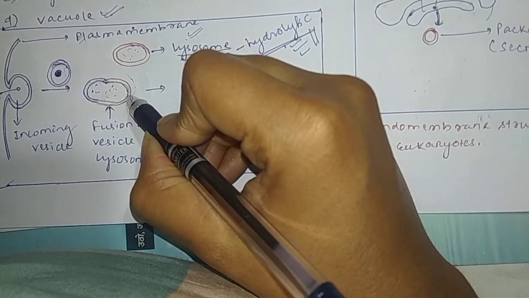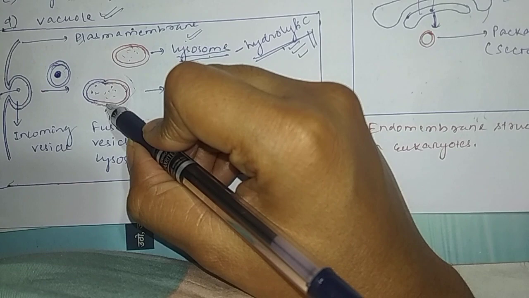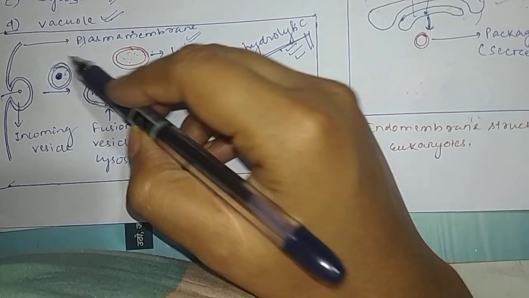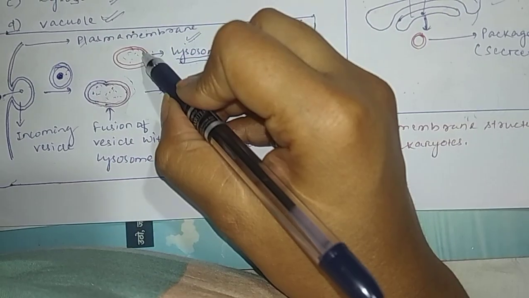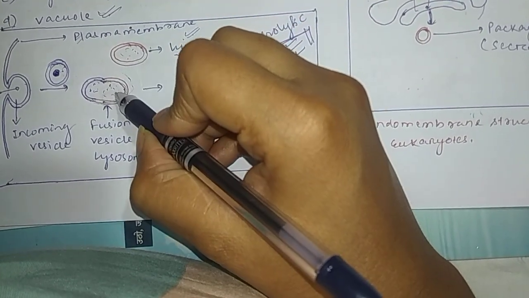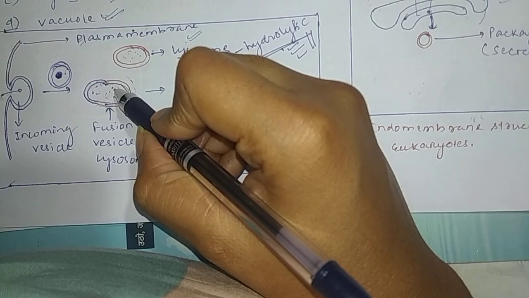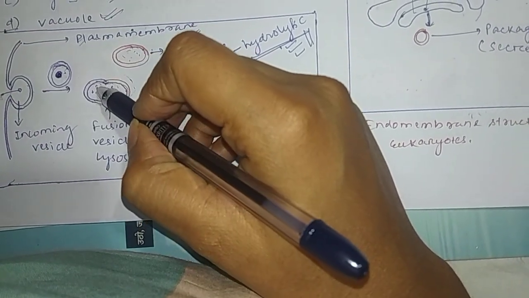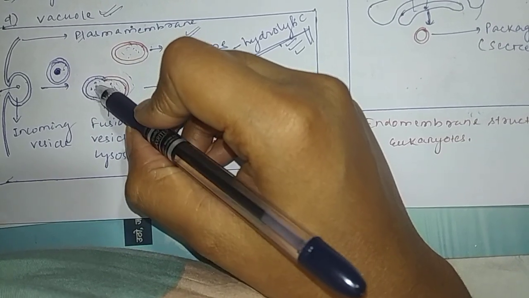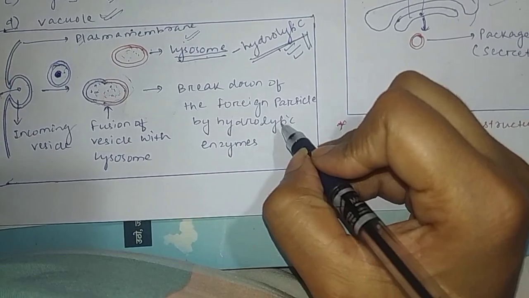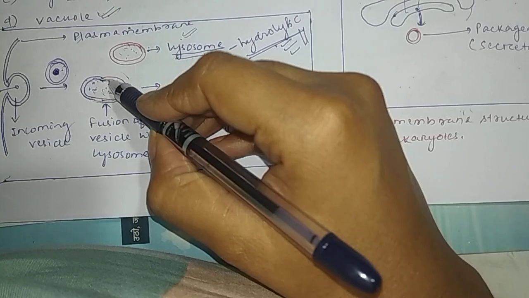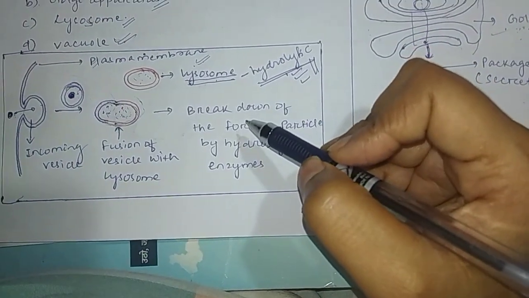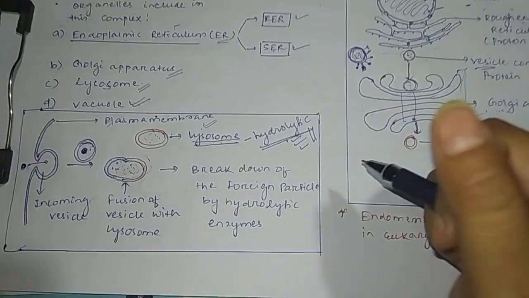Here you can see a red part, right? The red part is from the lysosome, and this blue part is from this endocytic vesicle. After the fusion, this lysosome already has the hydrolytic enzymes. So now these hydrolytic enzymes will degrade this particular microorganism, and after that it will send it out of the cell. Here I have discussed this in this lecture.